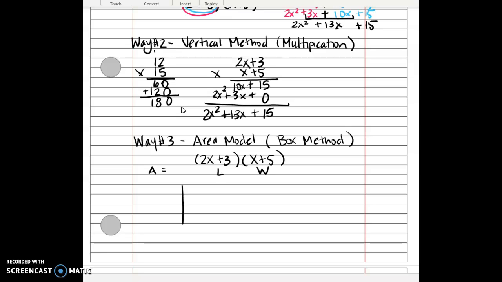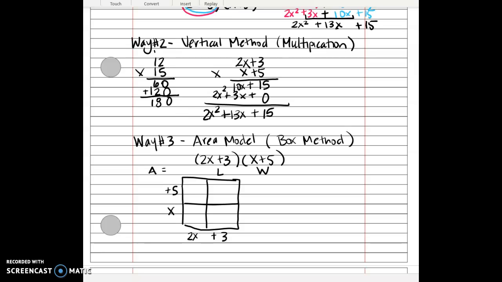So when I go to set up my box, I know it has to be a 2 by 2 because there's 2 terms in the first one, 2 terms in the second one. So I'm going to set up my box. So maybe the length down here at the bottom is a 2x and then a plus 3. The width, we have an x and then the plus 5. And what we're going to do now is find the area of all of our sections added together.